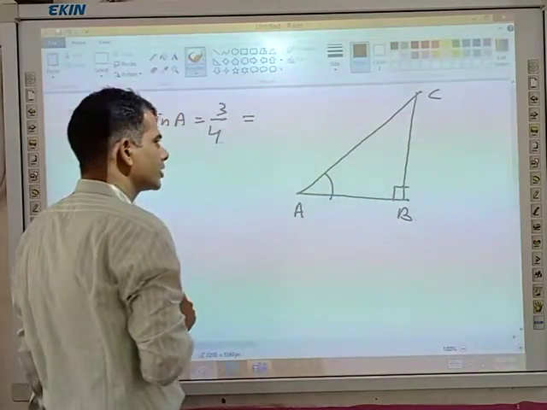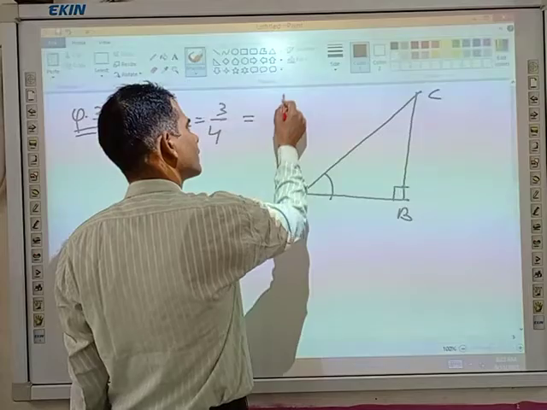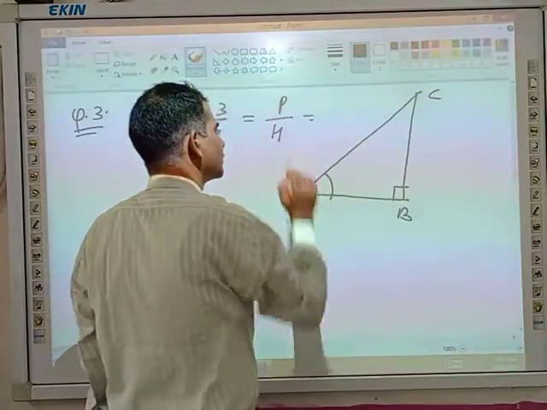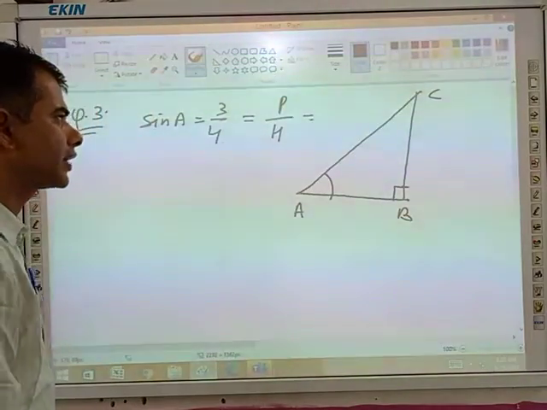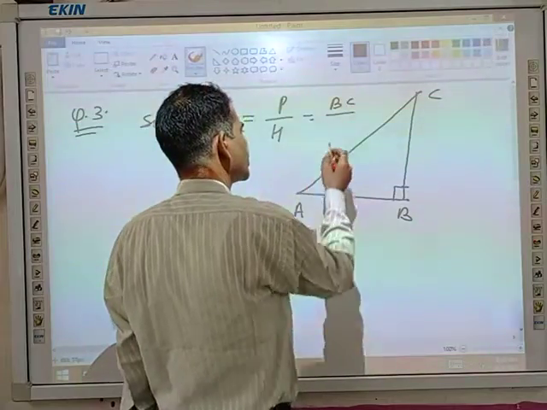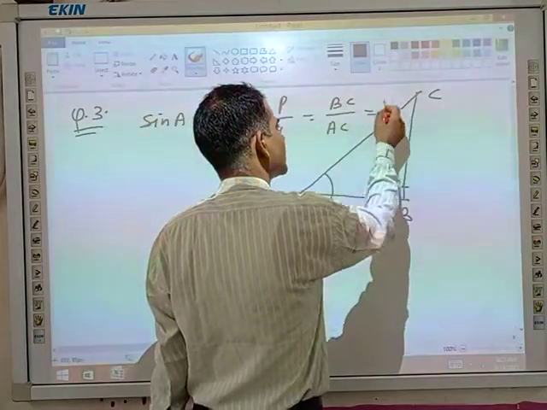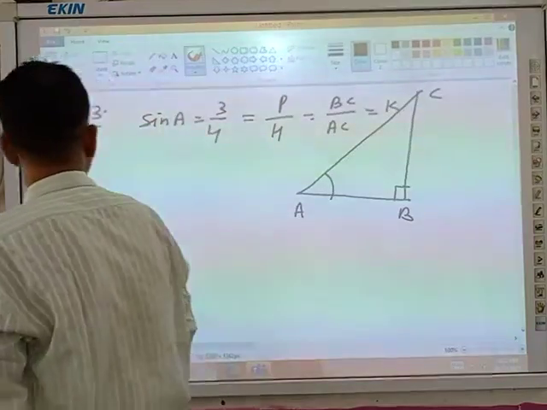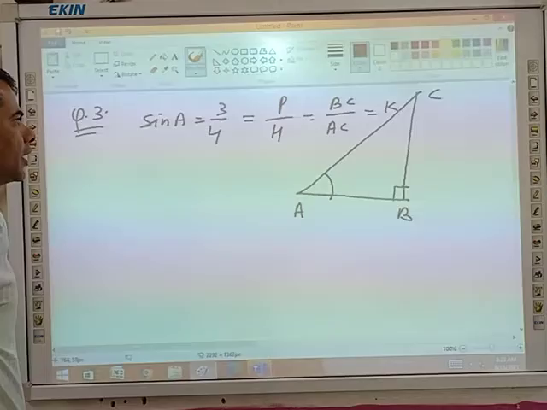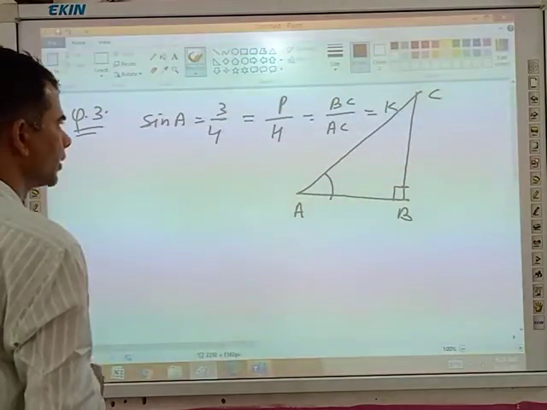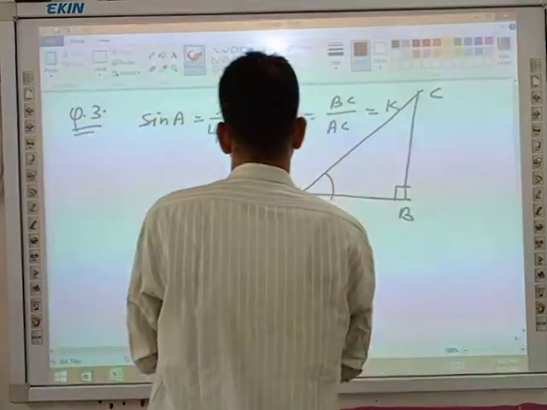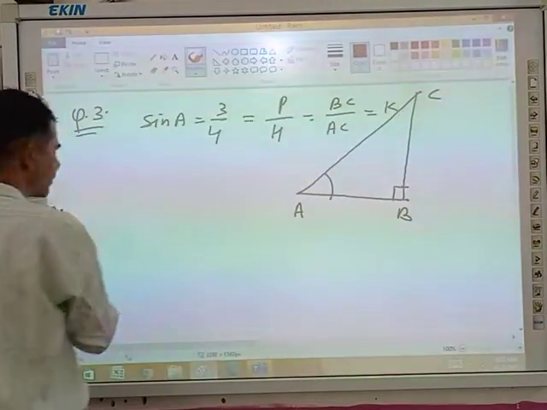And sin A is perpendicular upon hypotenuse. Your perpendicular is BC and your hypotenuse is AC, that is equal to K. Now BC is equal to 3K.